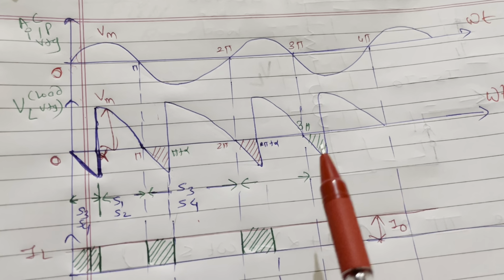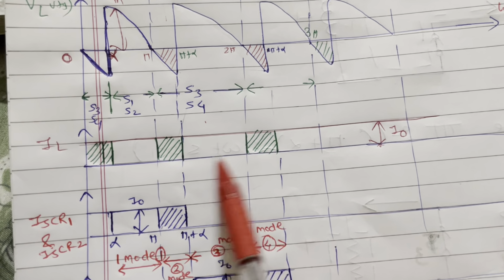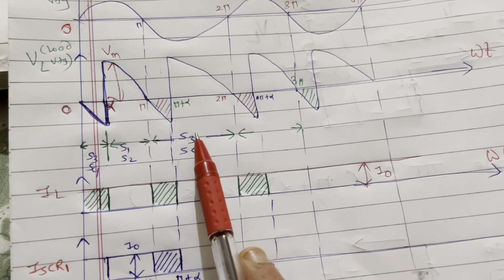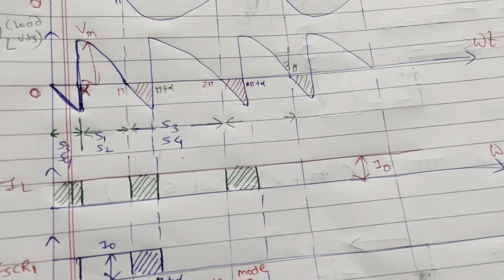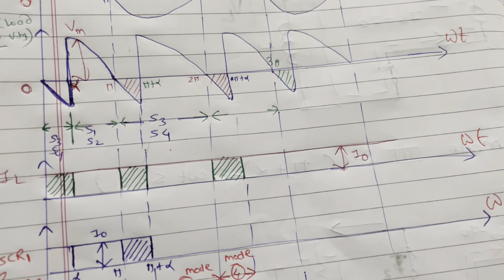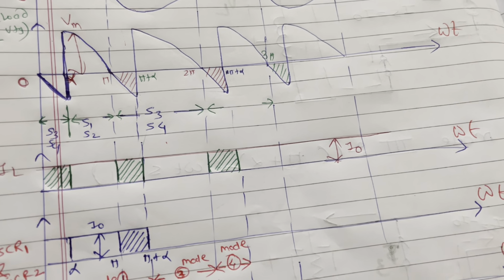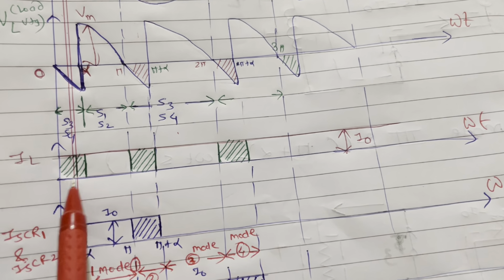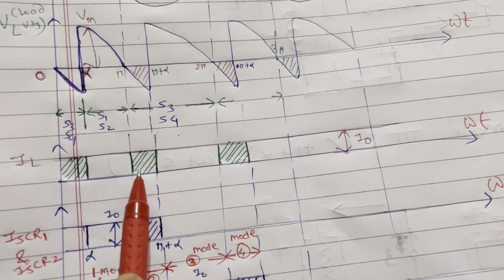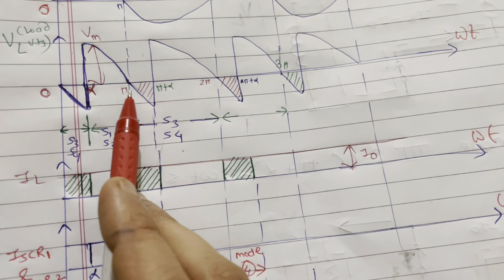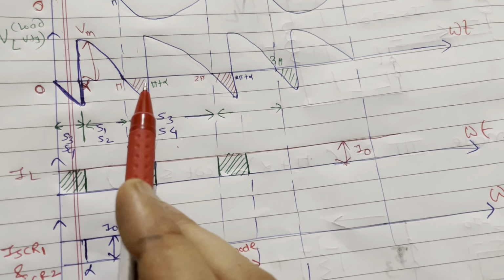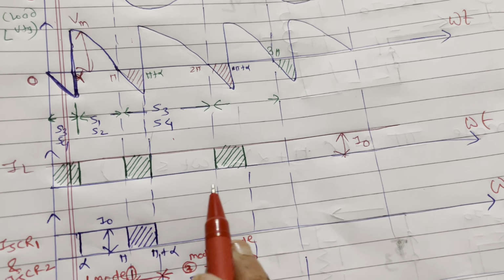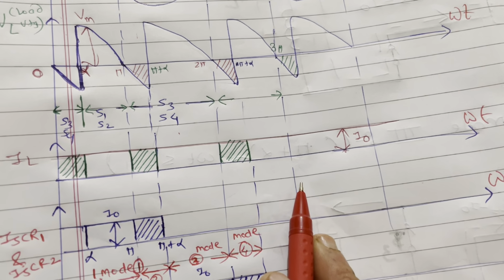Therefore the load acts as a source, and the energy stored in the inductance is returned back to the supply. The green dashed line is the load current and the red dashed line is the load voltage, from pi to pi plus alpha, then 2 pi to 2 pi plus alpha. This is the energy storing in this pair.